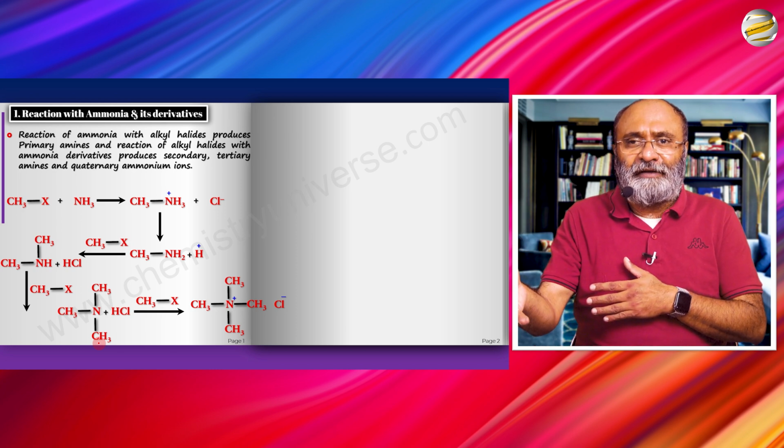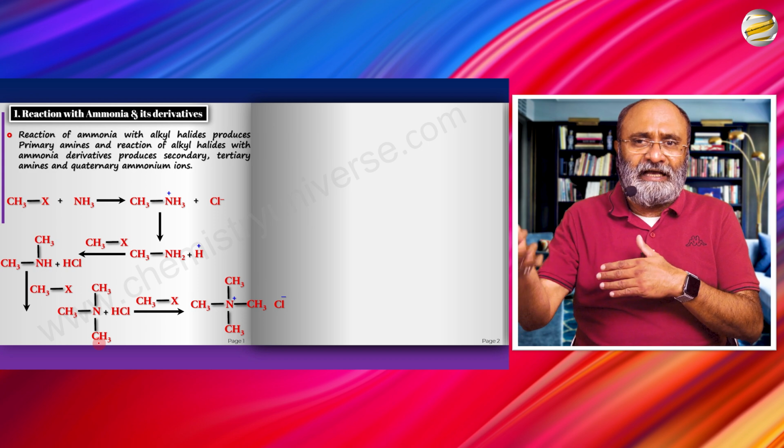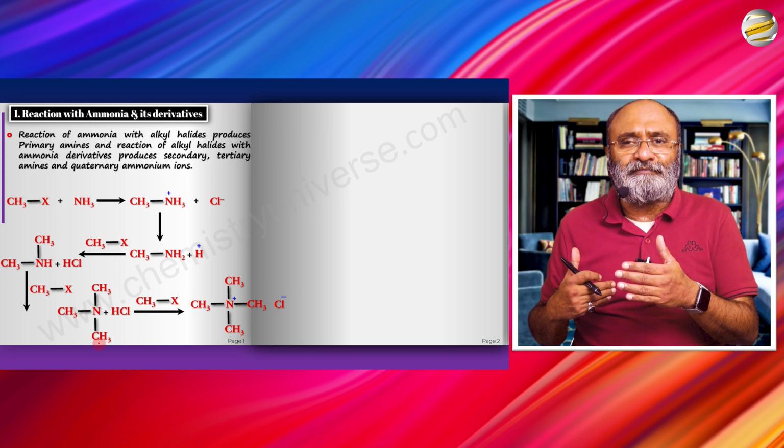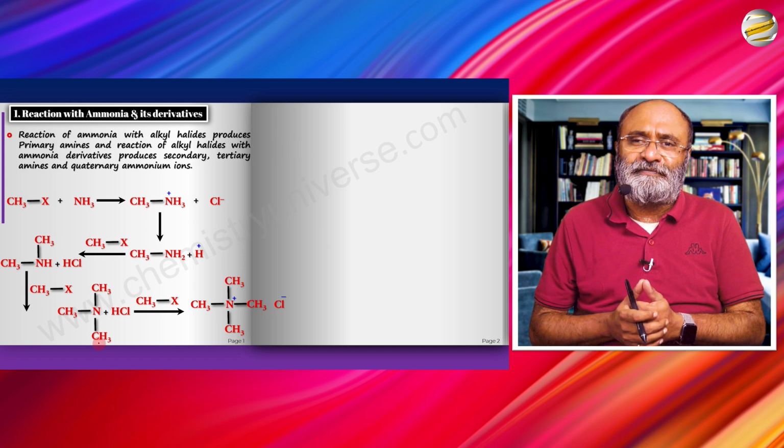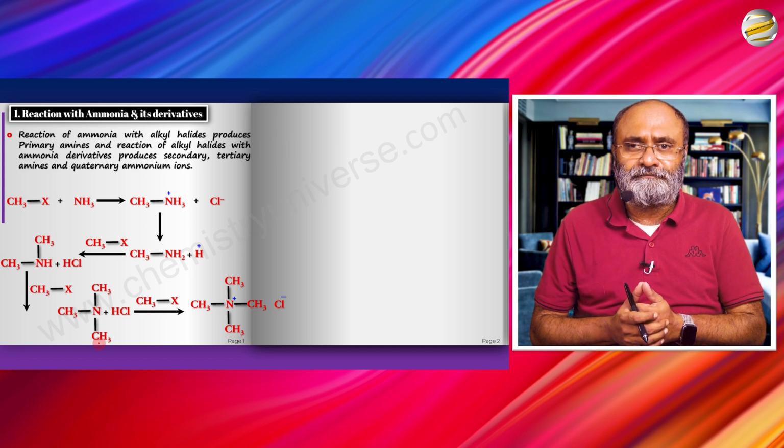So either you will get the primary amine in excess or as major, or the quaternary ammonium ion is major. And if you take excess CH3X, the end product that we'll get will always be the quaternary ammonium salt.